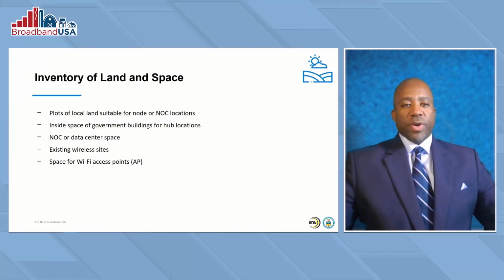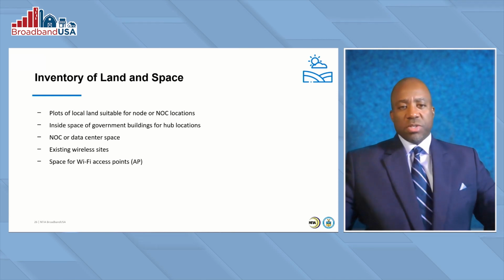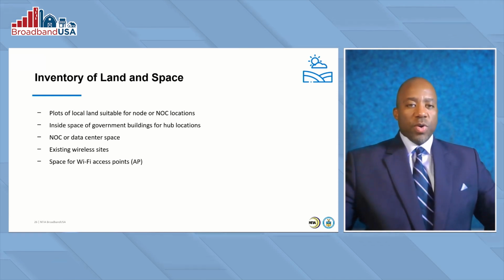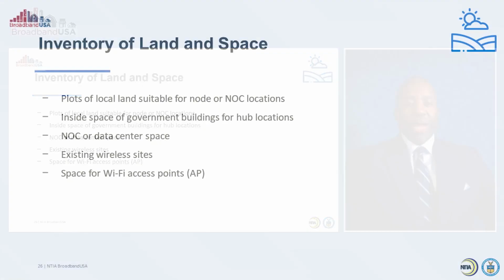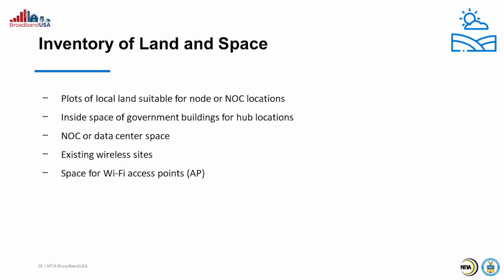Let's talk about inventory of land and space. This is just a simple review of land, buildings, and space that can be either leased or donated to offset the cost of broadband deployment. Are there plots of land suitable for a node or a network operations center? Are there inside spaces of government buildings for hub locations? A lot of government buildings have empty spaces that can be donated or used for telecommunications equipment, for networking equipment. So we need to understand that, right?